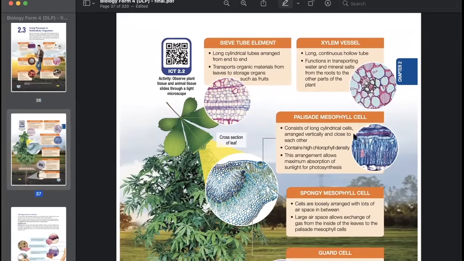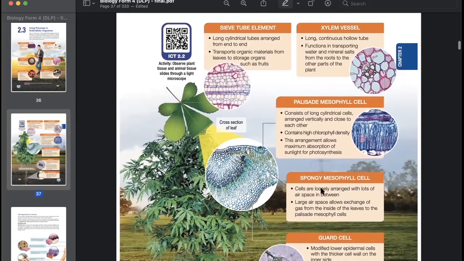Okay, so kita pergi satu-satu. Kalau palisade mesophyll cell, bentuk dia, it is a long cylindrical cell. Dia maksudnya bentuk silinder. Lepas tu, they are arranged vertically and close to each other. Maksudnya dia disusun secara menegak macam ni dan disusun rapat-rapat. Lepas tu apa lagi? Dia ada banyak chloroplast. Sebab apa? Enable them to do photosynthesis. So apa fungsinya dia disusun macam ni? Disusun rapat-rapat macam ni. To allow maximum absorption of sunlight.